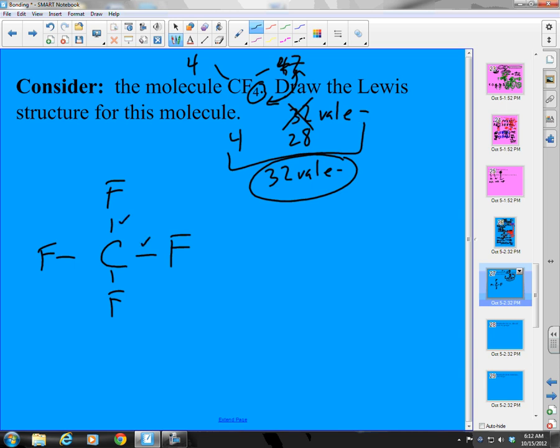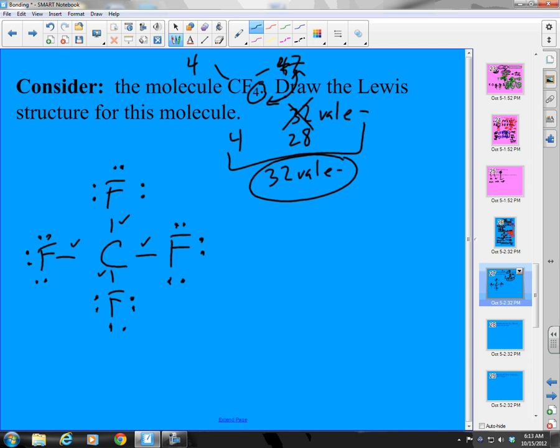All right, carbon. 2, 4, 6, 8. My carbon's fine. How many does my fluorine have? Well, it only has 2, so that's 2, 3, 4, 5, 6, 7, 8. Wow, just like doing push-ups. Good. So now all my atoms have an octet.